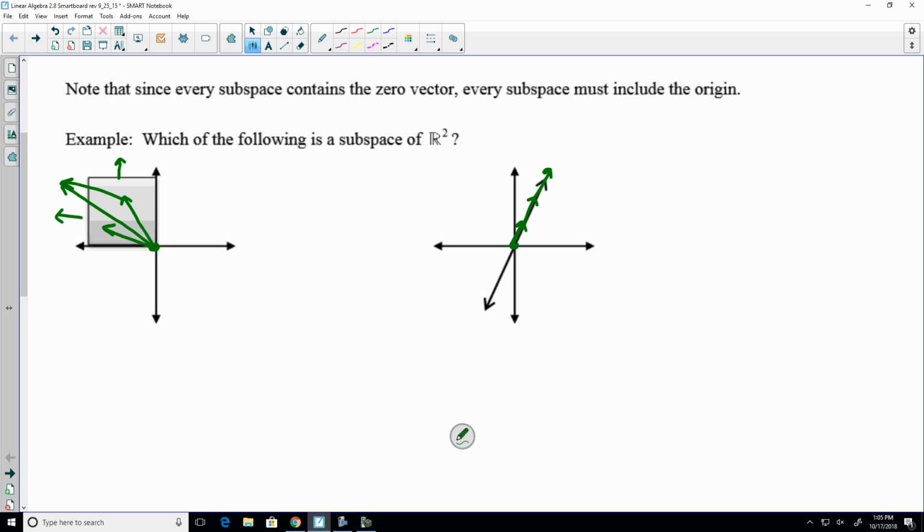So the problem happens when we do the scalar multiplication. On this one, if I take any vector in H and I scale it, say by 2, or by -1 or whatever, it's still going to be on that line. So that's a subspace. This one is a subspace.